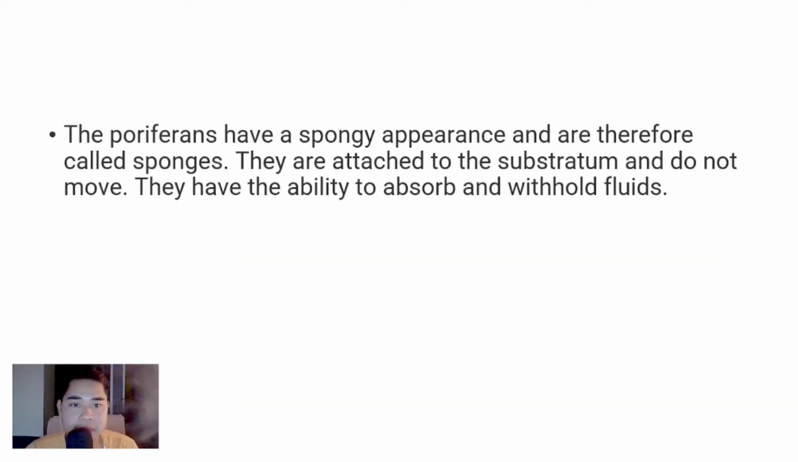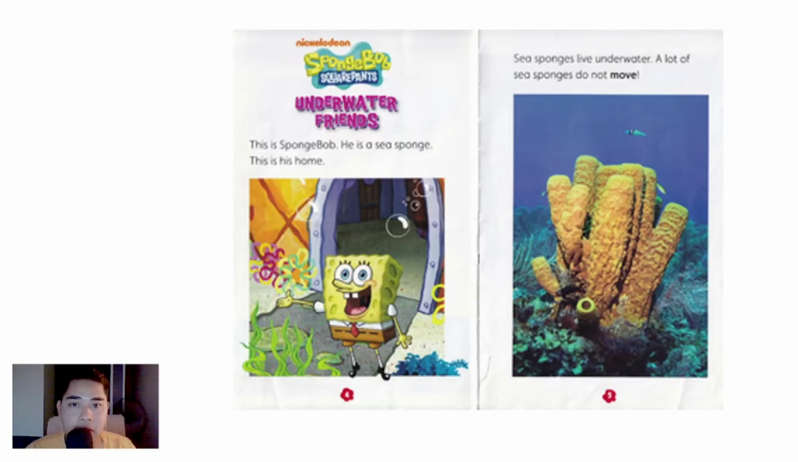Poriferans have a spongy appearance and are therefore called sponges. They are attached to the substratum and do not move. They have the ability to absorb and withhold fluid. So take note that these creatures are not mobile, so they cannot move, and they're attached to the floor or to the seabed.